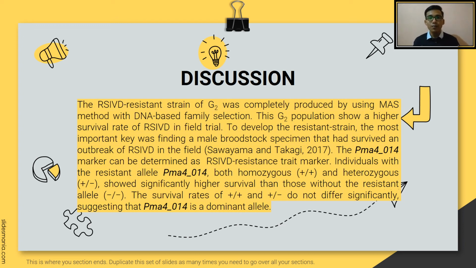The PMA4_014 marker can be determined as the RSIVD resistant trait marker. Individuals with the resistant allele PMA4_014, both homozygous and heterozygous, showed significantly higher survival than those without the resistant allele. The survival rates of homozygous and heterozygous do not differ significantly, suggesting that PMA4_014 is a dominant allele.